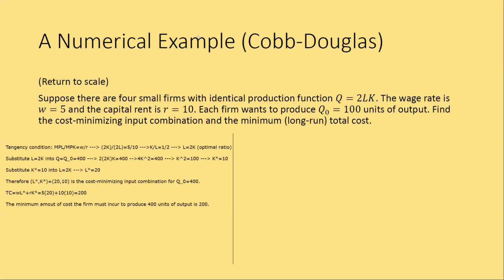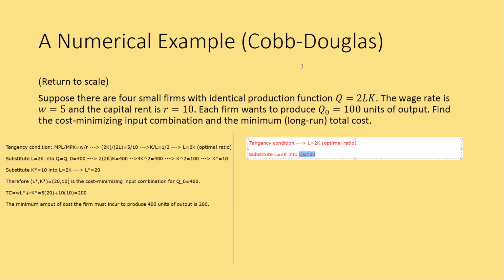So most of the things are going to be really similar, and I'm going to skip some of the steps. So the tangency condition is going to give us the same optimal ratio because we have the same production function. The tangency condition will tell us that L equals 2K. And if we substitute L equals 2K into Q equals 100 this time, it is no longer 400, it is 100.